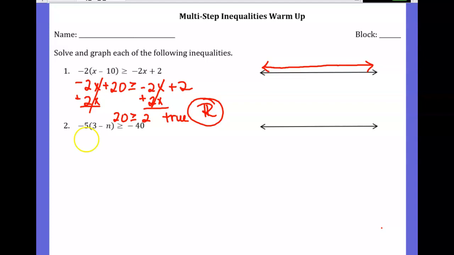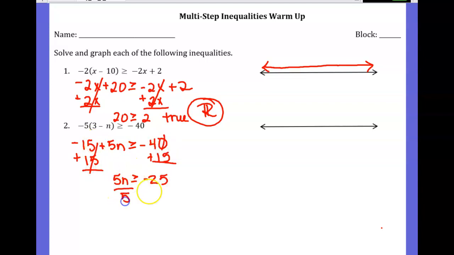Okay, number 2, when we distribute, we get negative 15 plus 5n. And that's going to be greater than or equal to negative 40. We're then going to add 15 to both sides. And when we do that, we have 5n is greater than or equal to negative 25. Okay, at this point, notice I'm dividing both sides by 5. All right, it's a positive 5, so I'm not going to flip the sign. So n is going to be greater than or equal to negative 5. Even though I'm dividing negative 25, both sides would have to be negative for me to flip the sign.